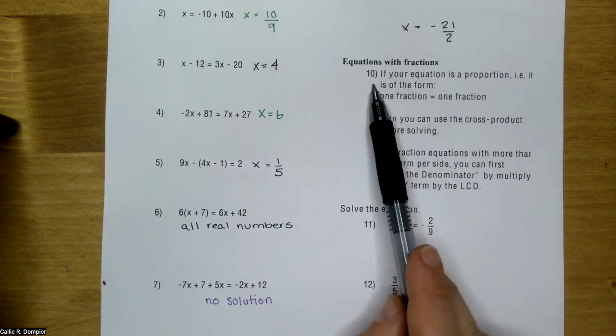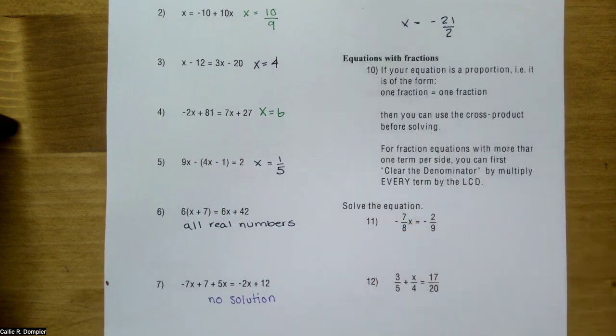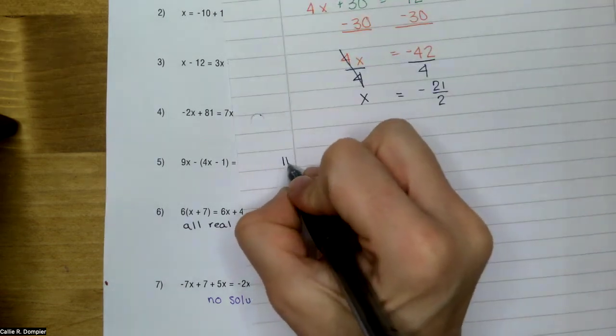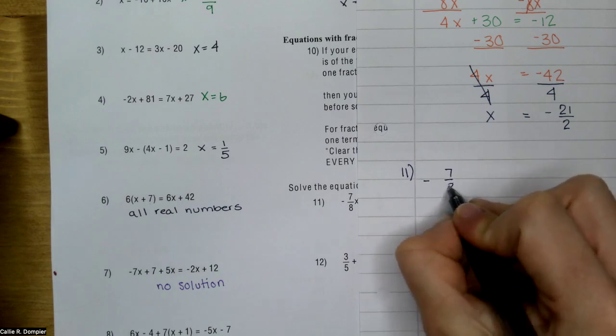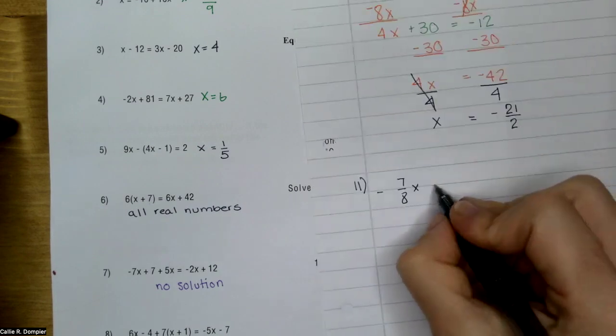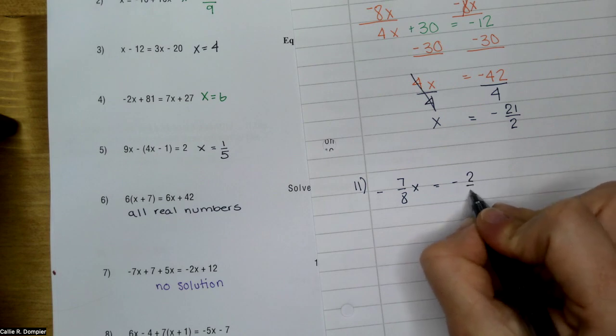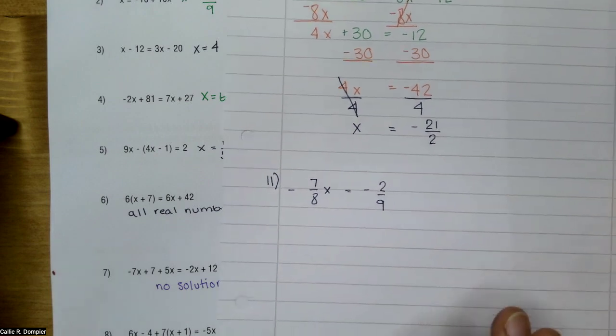Okay, this number 10 just explains what we did in number 9. If your equation is a proportion, one fraction equals one fraction, use the cross product before solving. For fraction equations with more than one term per side, you can first clear the denominator by multiplying every term by the least common denominator. So we're just going to do number 11 the same way we did number 9, cross multiplying. So it's negative 7/8 x equals negative 2/9. Good?